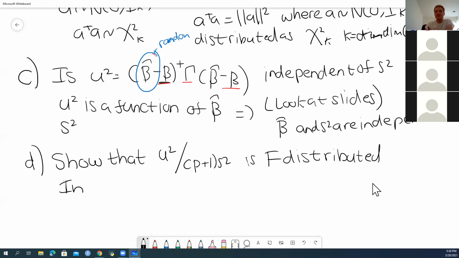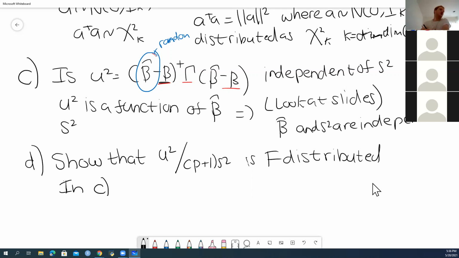For part C, we just need to show that beta hat and S squared are independent, and then we are done. Yes, so that shouldn't be something you have to prove. I think that's already a given. You might want to look through the slides to see where he's done that. That was a proof I think he did a couple weeks ago. If you want to write down the proof for it, you can, but I don't know if you have to, honestly.